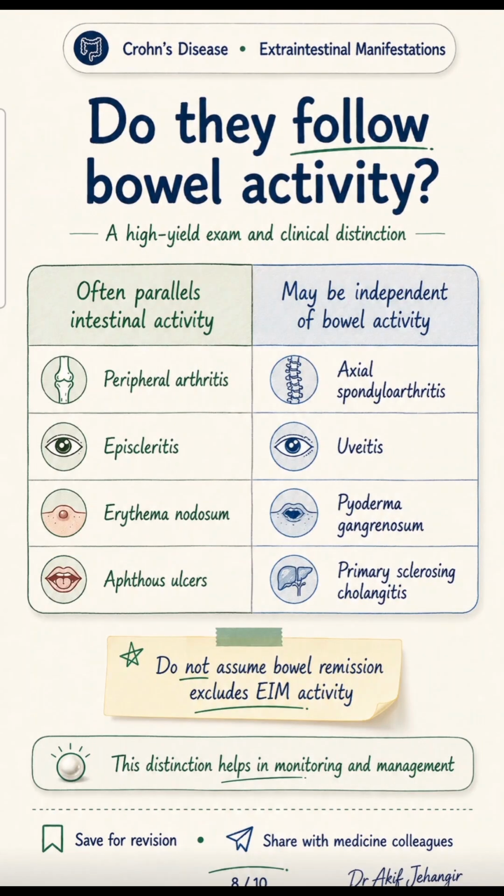A high-yield clinical distinction is whether the manifestation follows bowel activity. Peripheral arthritis, episcleritis, erythema nodosum, and aphthous ulcers often improve when intestinal inflammation improves. But axial spondyloarthritis, uveitis, pyoderma gangrenosum, and primary sclerosing cholangitis may continue despite bowel remission.